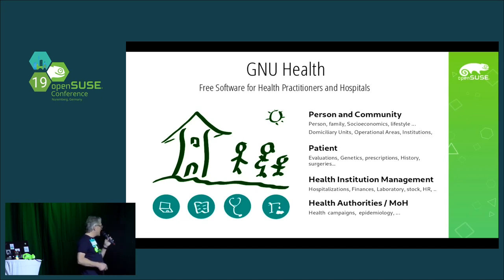Then we have the ERP layer, the management of the health institution. So that can be a laboratory information system, that can be a pharmacy, stock keeping, financial accounting, and all that stuff around. And on the last layer, we still have some additional functionality for health authorities, respectively the Ministry of Health. And this allows the ministry, for example, to run vaccination campaigns or analysis over the health of the people. So if you want to know more about this, take a look at the presentation from Luis Falcon on the very first day. He was talking about federated networks with GNU Health.